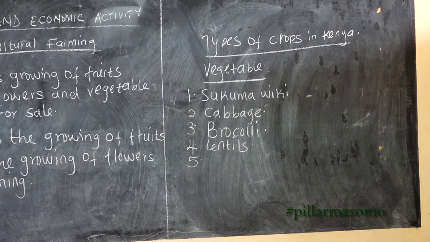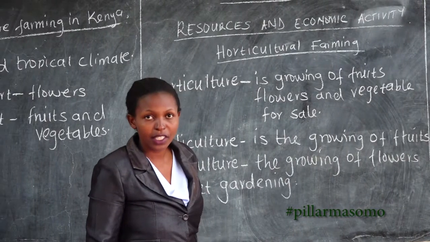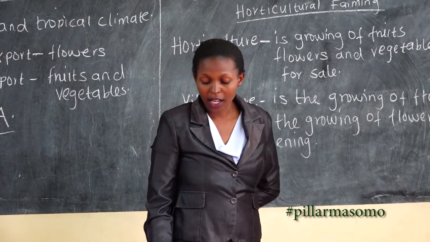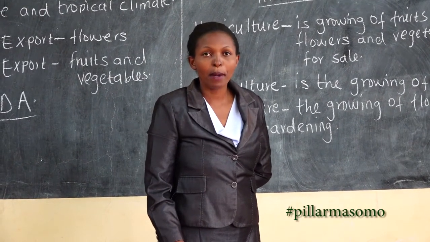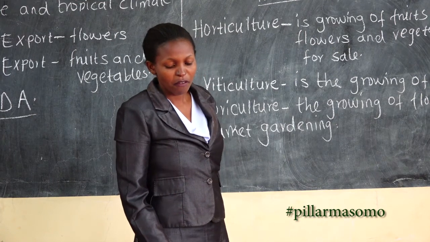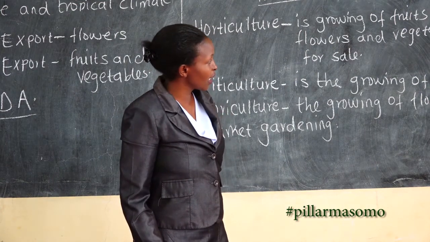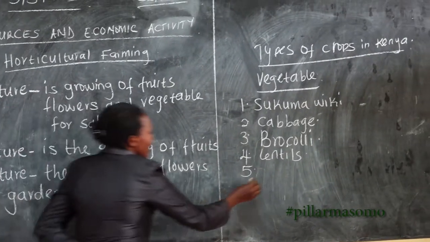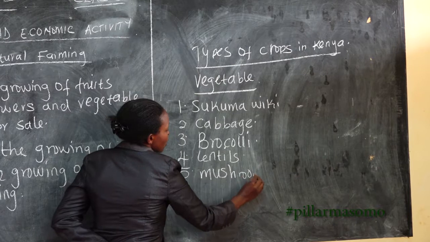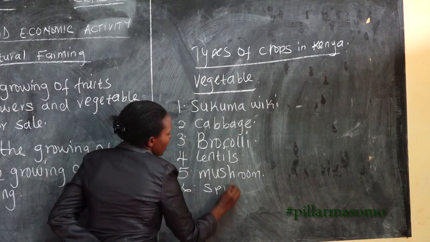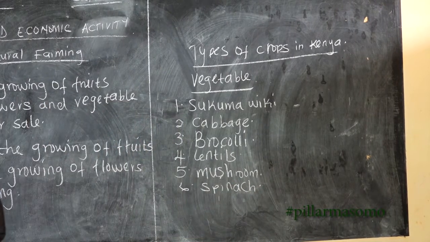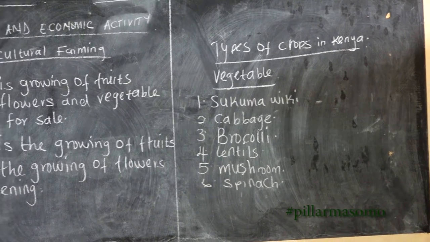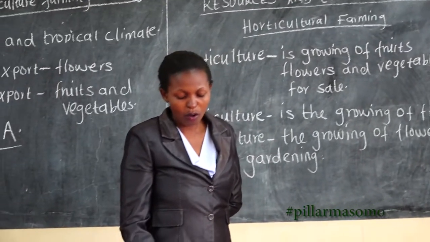We have the carrots. We also have the cucumber. We have lettuce. We have the spinach. We also have the peas, French beans, and also tomatoes, onions, pepper, and also mushrooms. So there are very many vegetables that we export. So I repeat once again, we have the sukuma wiki, cabbage, then we have broccoli, lentils, mushrooms. I'm going to add the mushrooms. Then we have the spinach, we have tomatoes, we have the carrots, cucumber, lettuce, peas, okra, onions. So those ones are types of vegetables.